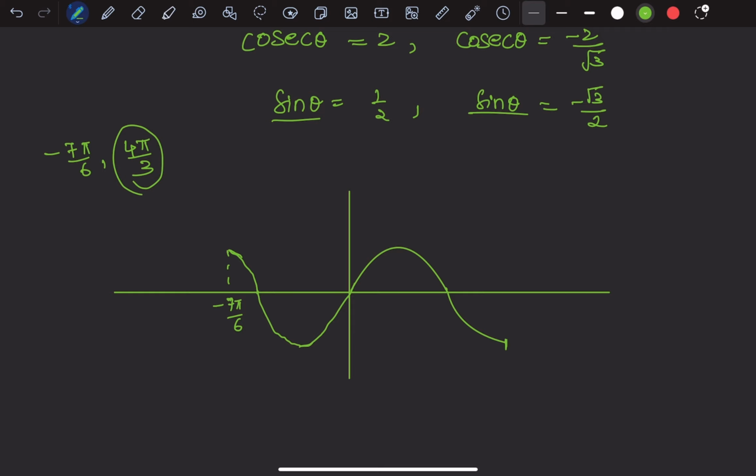So let us find out what sine 4 pi by 3 is. Sine 4 pi by 3 is sine pi plus pi by 3. That is sine pi by 3. This lies in the third quadrant, so this is negative. So minus root 3 by 2. So if this is 4 pi by 3, this value is minus root 3 by 2.